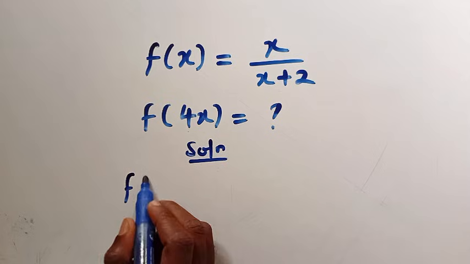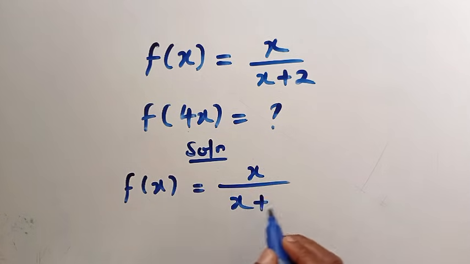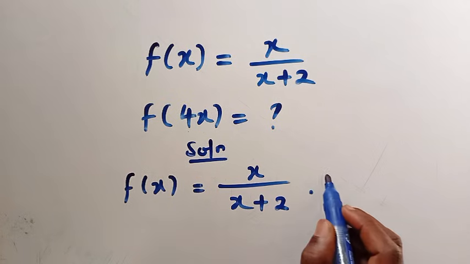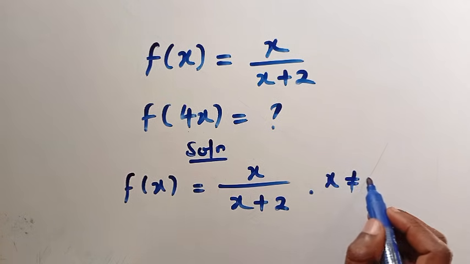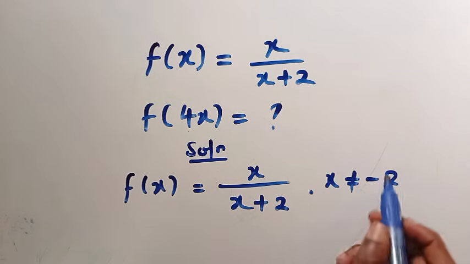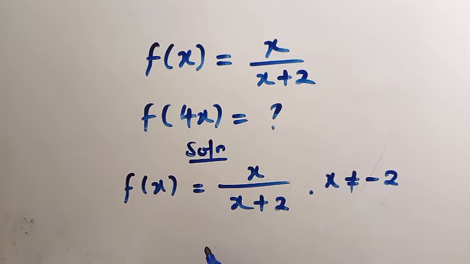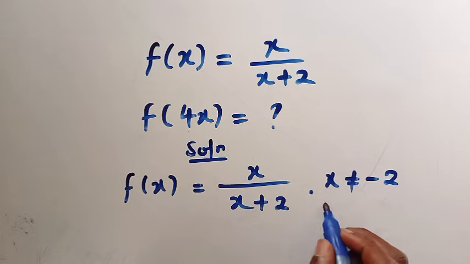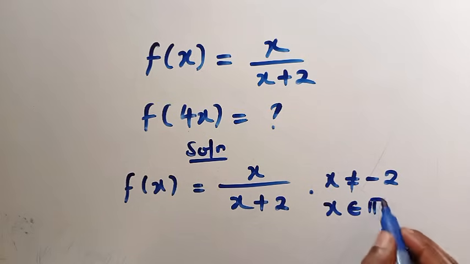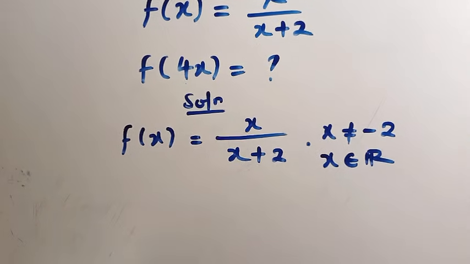So first, from this function, f of x equals x divided by x plus 2, we should note that x is not equal to minus 2. For us to have a valid function, we are going to exclude x equals minus 2 from our domain, whereby all other x are members of the real numbers. So after getting this, another step here is we are trying to find f of 4x in terms of f of x.